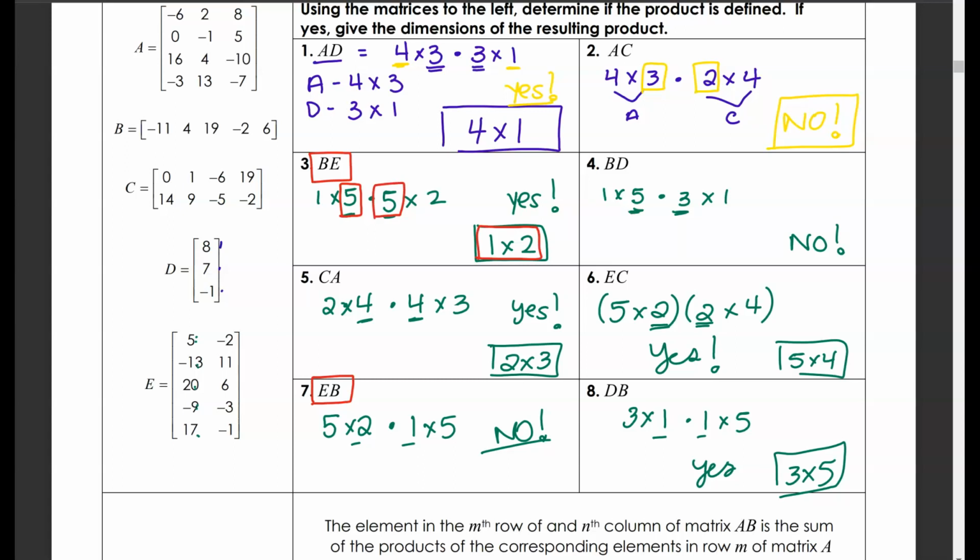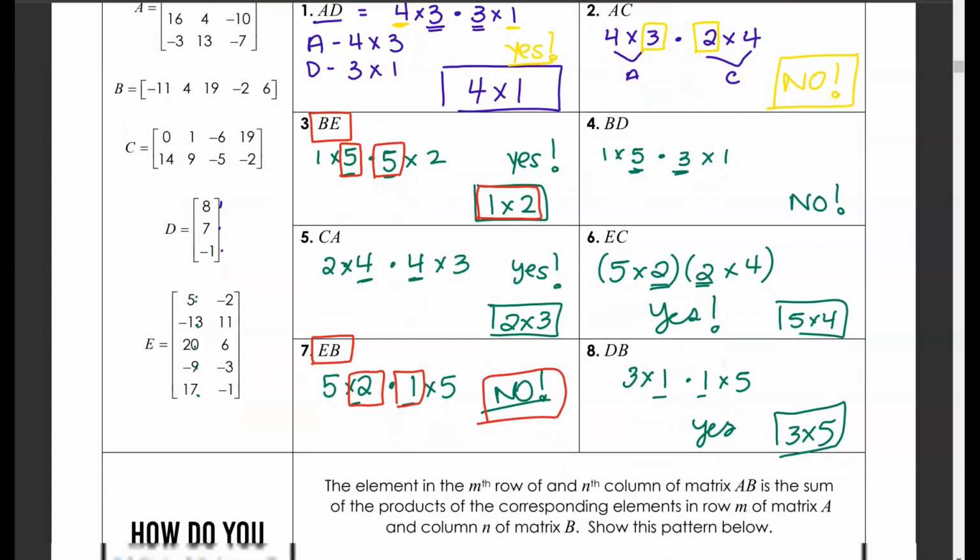But if I do E by B, they no longer match, right? So the rows in E do not match the columns in B, so I cannot do the multiplication. So order matters in matrix multiplication. It is not commutative like it is in regular number multiplication.